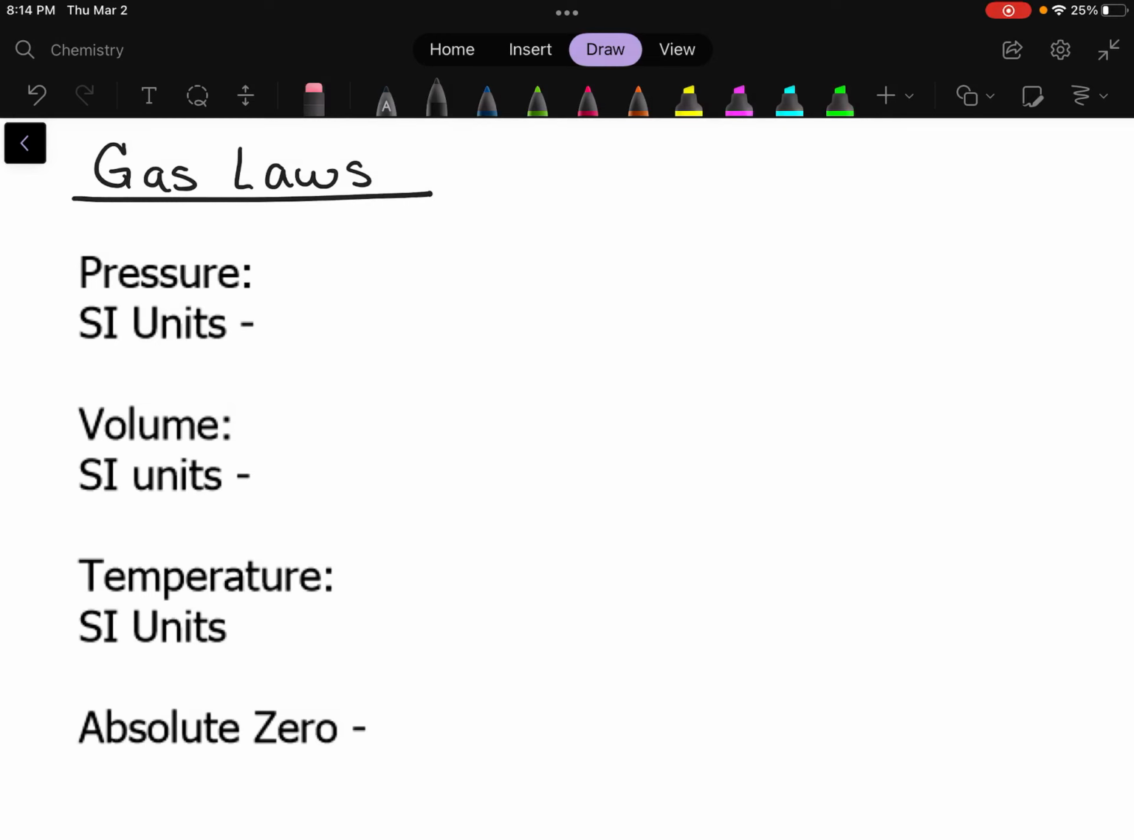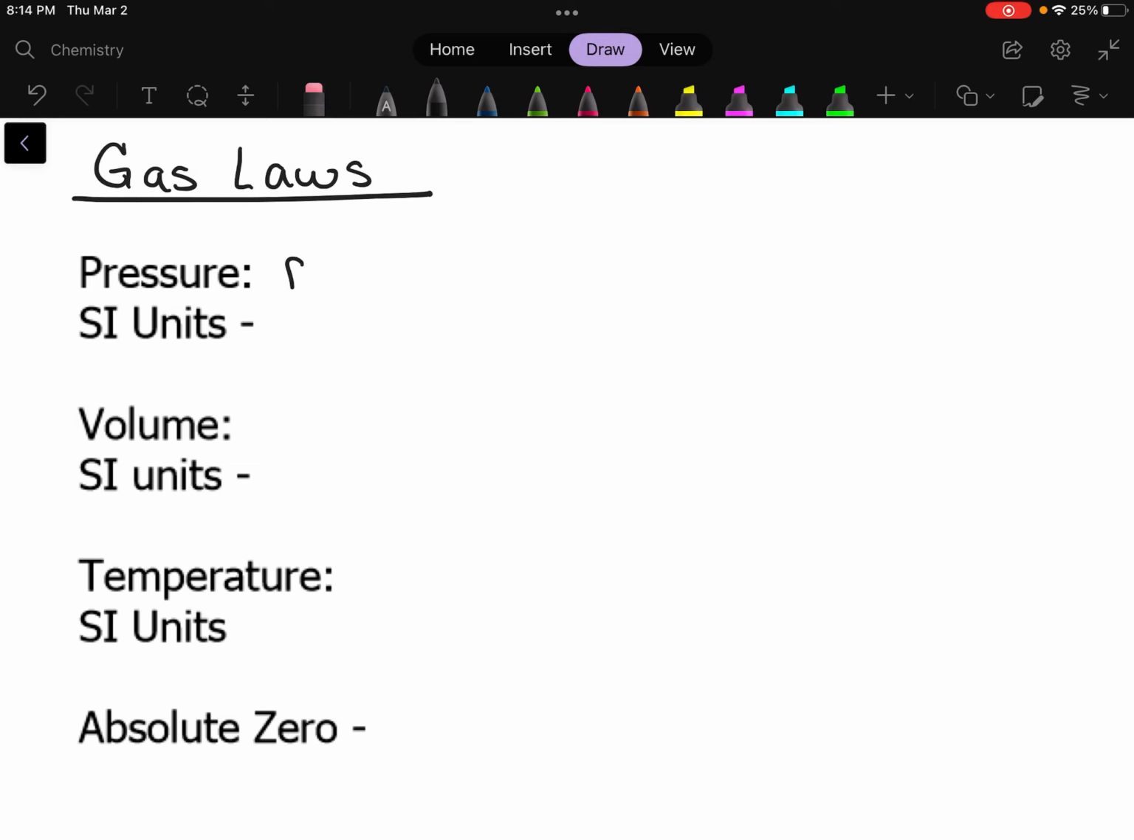Okay, guys, we are looking at gas laws today. So we have some of our factors here for gas laws: pressure, volume, temperature. We're going to talk about those a little bit first, and then we're going to do Dalton's law.